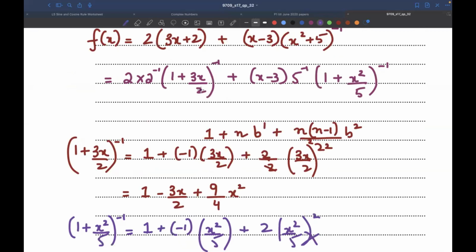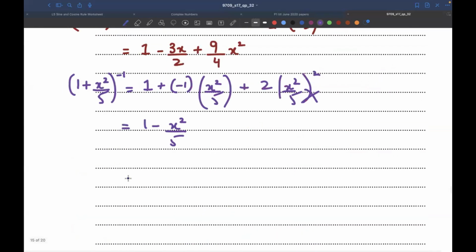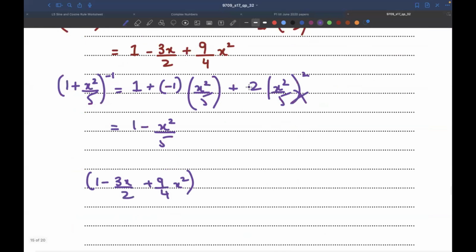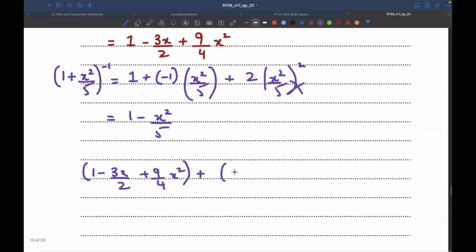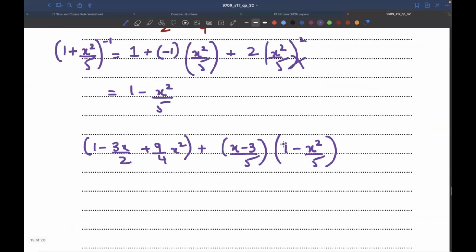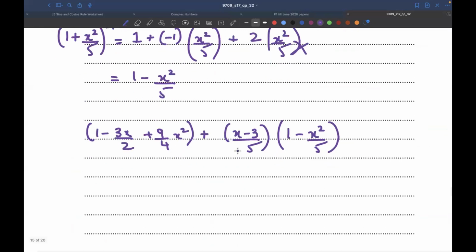So in place of 1 plus 3x upon 2, we can write 1 minus 3x upon 2 plus 9 upon 4x squared, and then plus, this is x minus 3 upon 5, so we can write x minus 3 upon 5, and the expansion is 1 minus x squared upon 5. We'll have to expand this term first. We can leave the 5 outside over here for the time being.